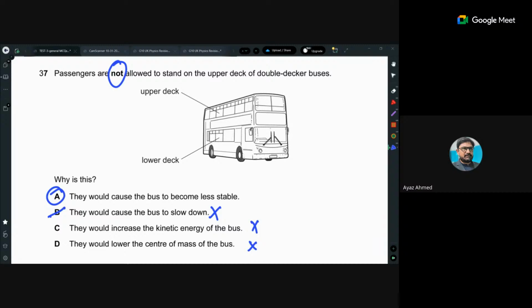देखो, B इसलिए possible नहीं है कि bus will slow down. No, passengers would sit in the lower deck or upper deck. It would slow down. ठीक है? It would increase the kinetic energy. No, it will raise the center of mass. So the car or the lorry will become less stable.